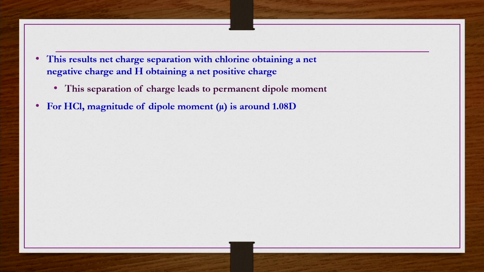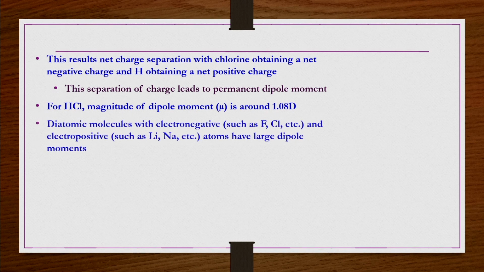For HCl, the magnitude of the dipole moment is nothing but 1.08 debye. If you know the bond length, or the separation distance between this H plus and Cl minus, then you multiply by e, and you will get 1.08 debye. Okay. So, diatomic molecules with electronegative atoms like fluorine, chlorine, etc., or electropositive atoms such as lithium, sodium, etc., have large dipole moments in general.